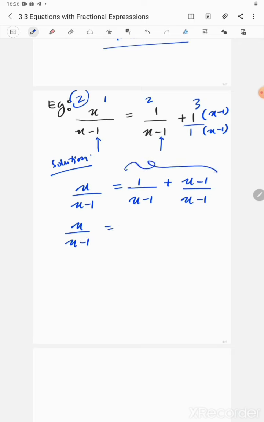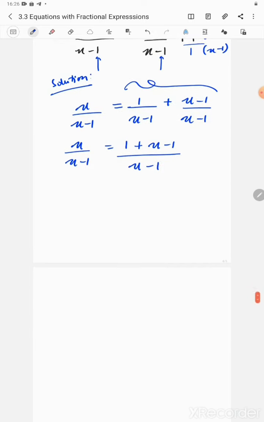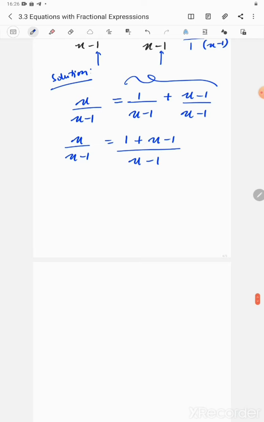In this example we can combine, so it will become 1 plus x minus 1 over x minus 1. Alright. So simplify first where we can simplify. So 1 minus 1 we get 0. So x over x minus 1.